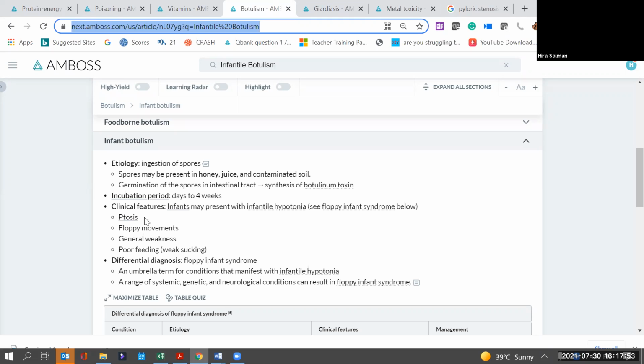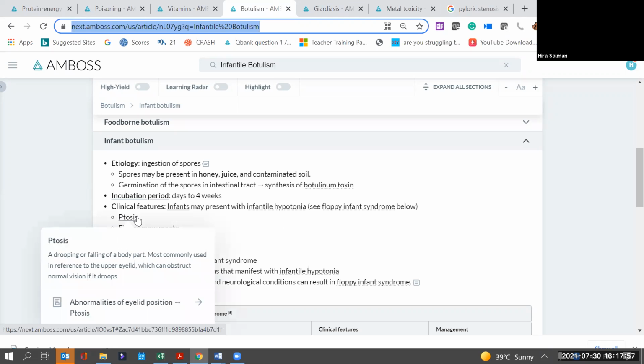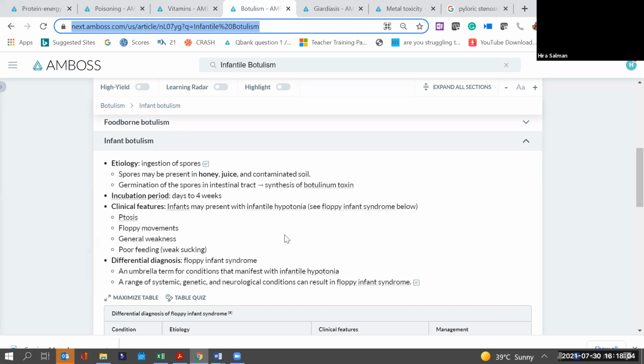There will be ptosis, especially, this drooping of a body part, and we are talking about the eyes, most commonly used in reference to the upper eyelid. Most of the time the eyelids are closed because of the drooping of the eyelid. There is no tone, no contraction of the muscles, floppy movement, generalized weakness, and of course the baby's sucking will be very low, because sucking is all about motor activity, and here the motor activity is severely affected. The muscles are not contracted at all.